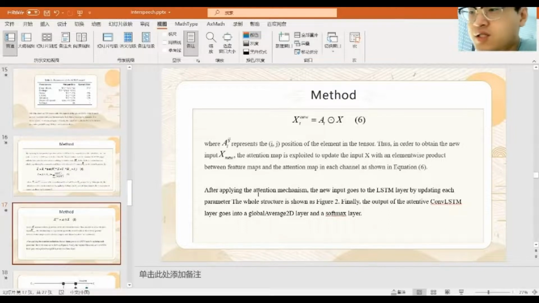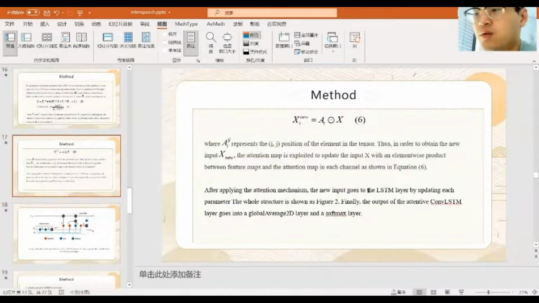After applying the attention method, the new input goes to the LSTM layer, obtaining each parameter. The whole structure is shown in figure 2. Finally, the output of the LSTM layers goes into a global average 2D layer.